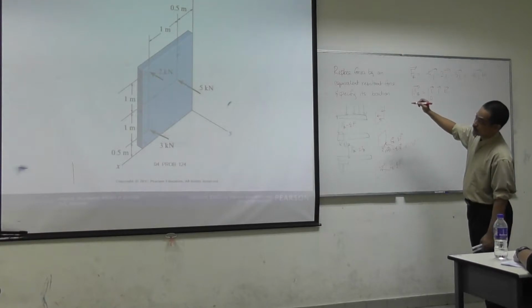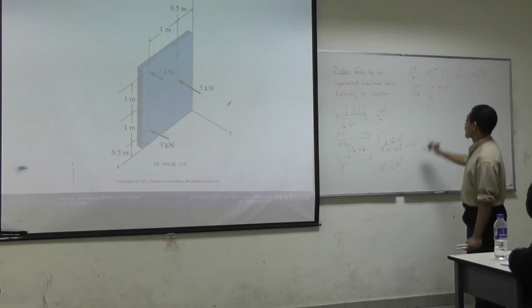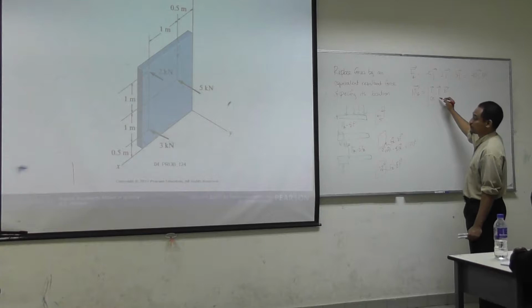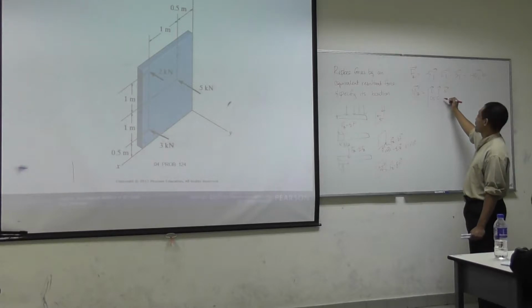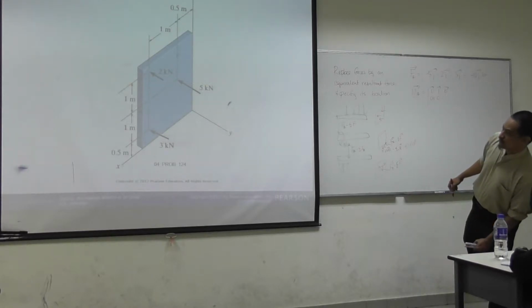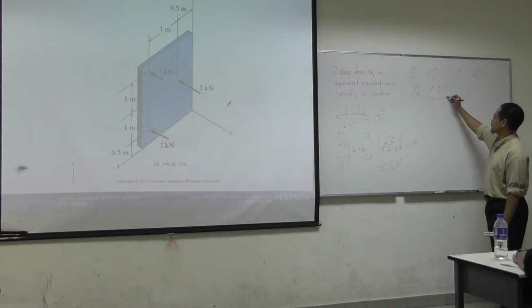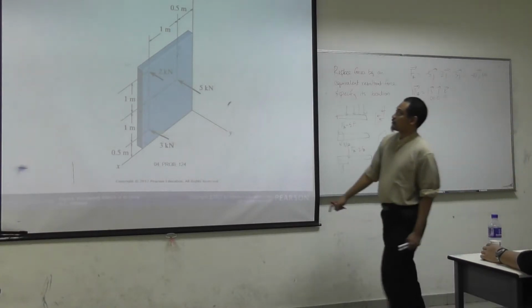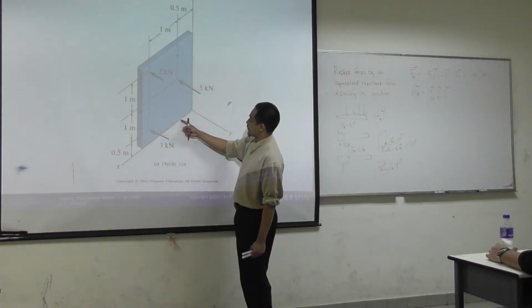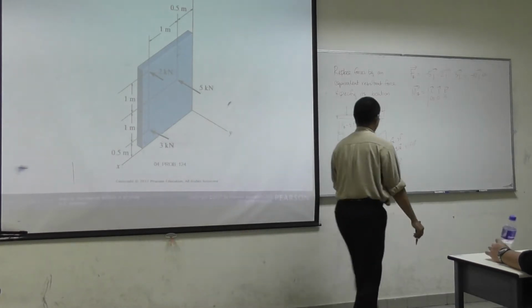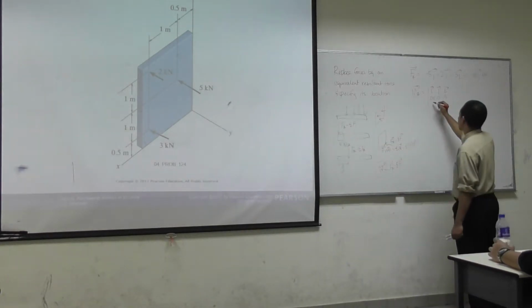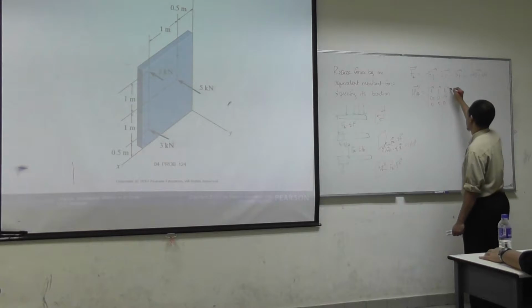X is 0.5. Y is 0. Z is 1.5. That's correct. So we have 0.5, 0, and then 1.5. Right. And then the force is 0 minus 5, 0, right?